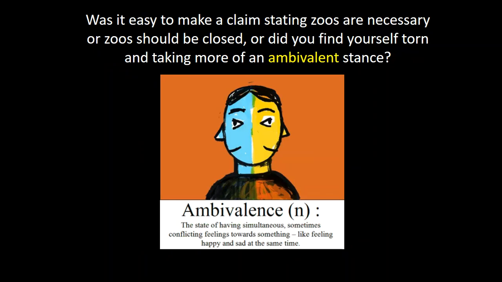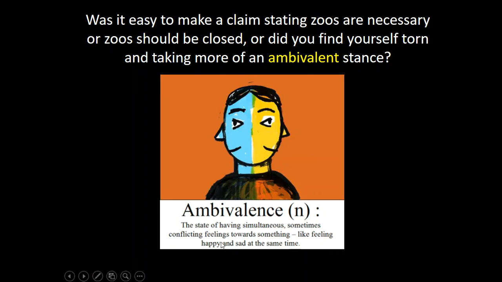Was it easy for you to make a claim? Because that was the purpose of this assignment. Through your artwork, you needed to make a claim, stating zoos are necessary or zoos should be closed. Was it easy to make a claim for either side after you did your research? Or did you find yourself torn and taking more of an ambivalent stance?